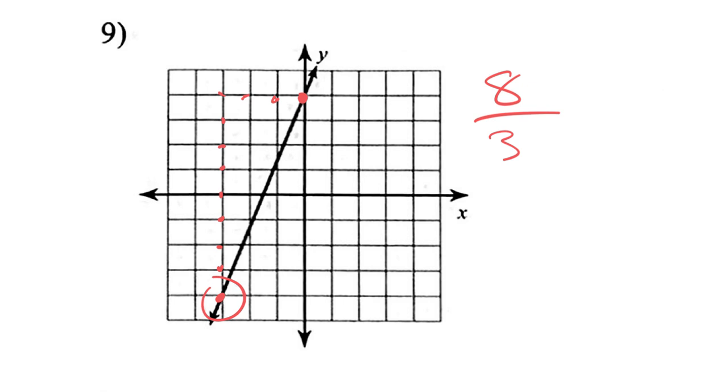That's an uphill line. I should expect a positive slope. I've got a slope of 8 over 3. I can't reduce that anymore. Don't make it a mixed number. Don't make it a decimal. Leave it right there. 8/3.